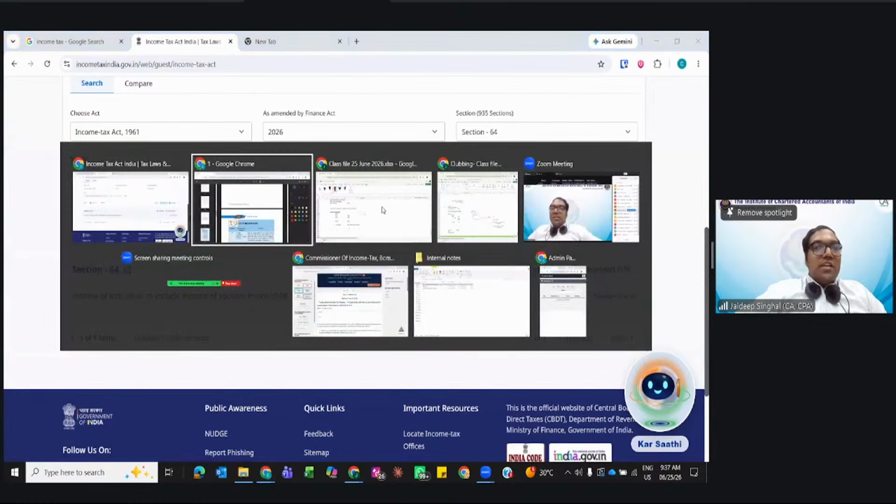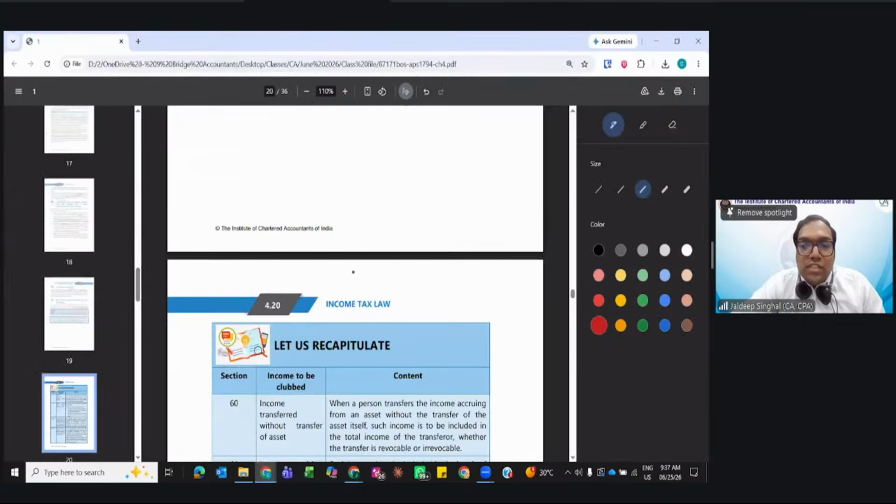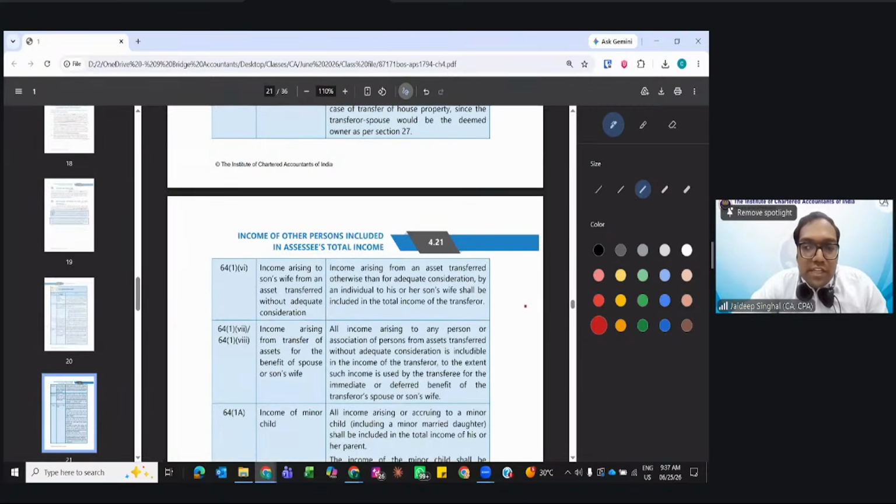So this is how you study the Income Tax Act. I hope. Okay, this was it. We are done with the entire chapter. Now your homework is, this is a very good summary given here. You can read this summary along with section numbers.